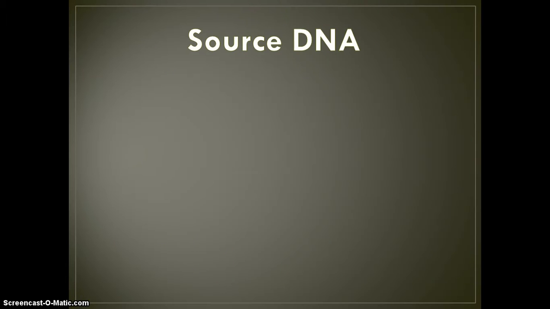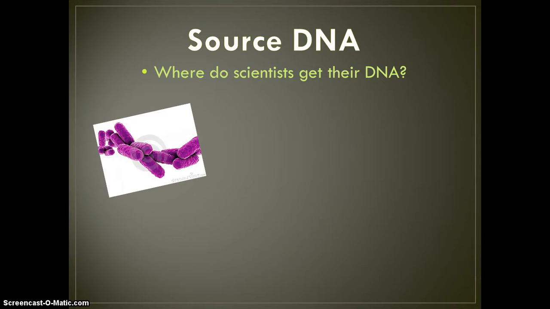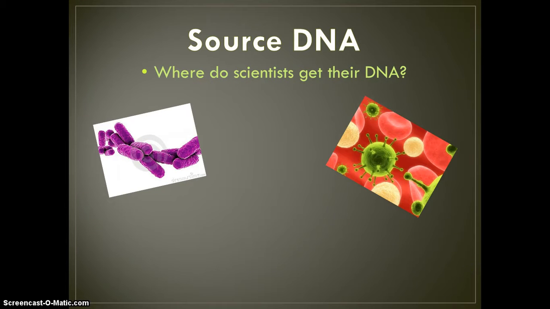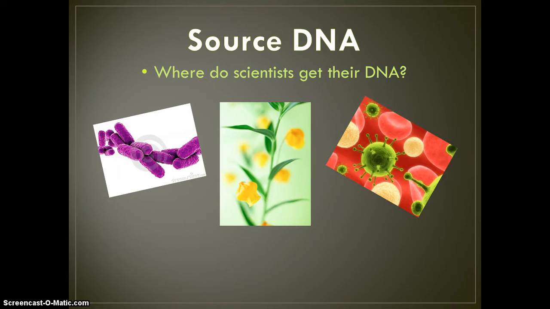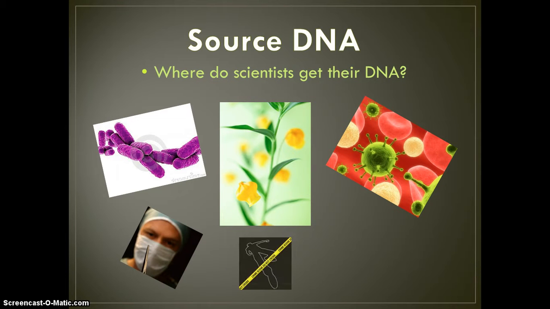First, let's talk briefly about source DNA. Where do scientists get their DNA? Many scientists get DNA directly from the organism. For example, bacteria, viruses, plants, humans, crime scene investigations, and of course they can also purchase many genes or even entire genomes commercially.